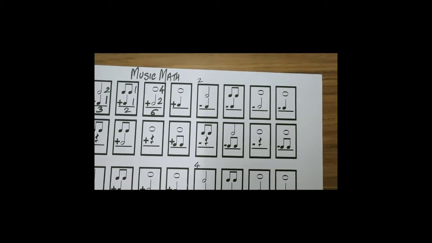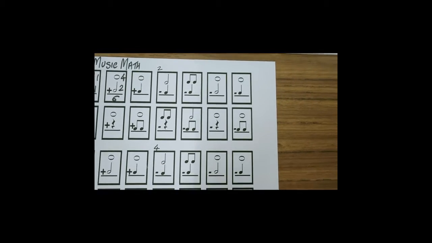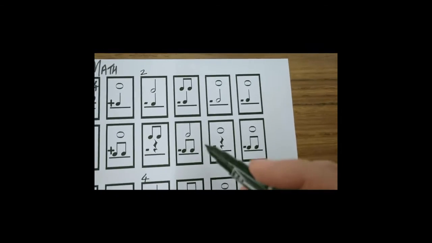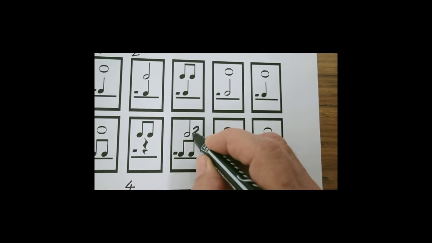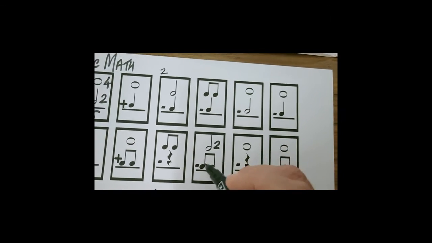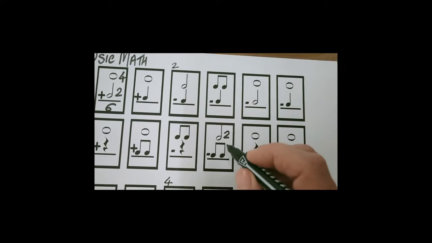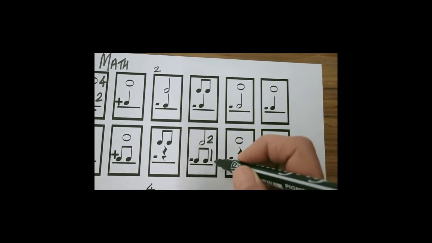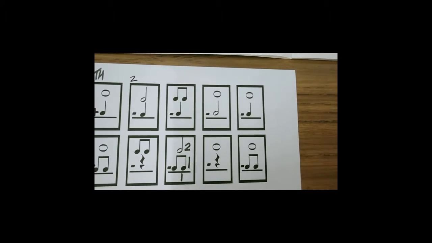Okay, let's have a look at some subtraction. So let's have a look at the half note. Half note, as we know, is worth 2. And a ti-ti, as we were looking at before, is 2 sounds on 1 beat. 2 minus 1 equals 1.